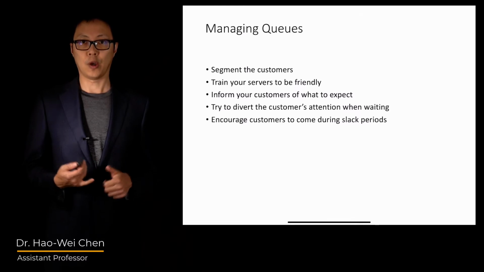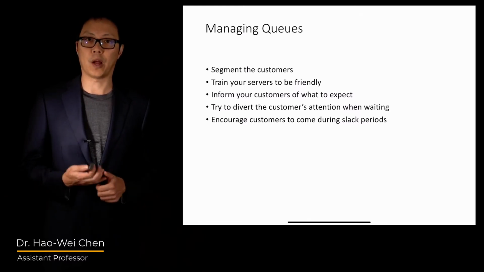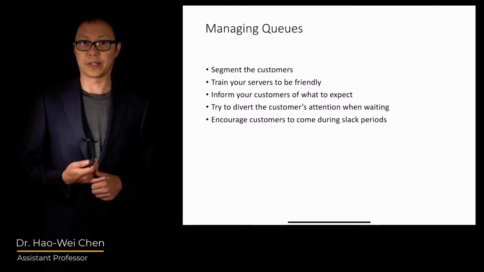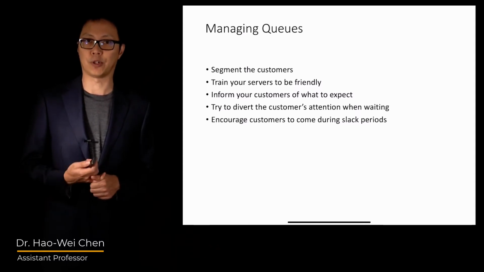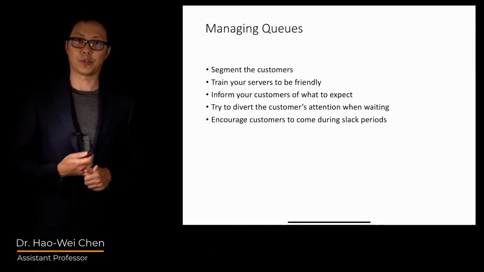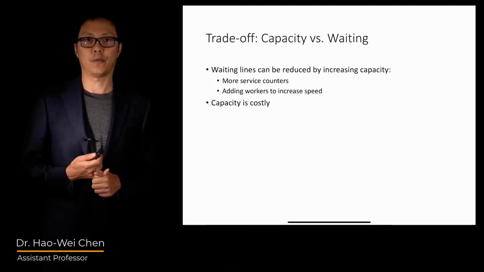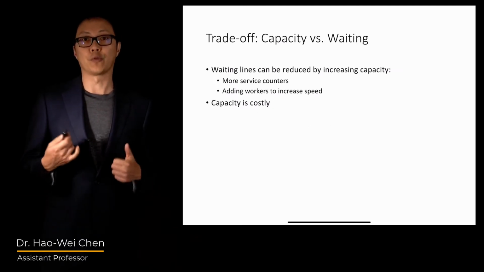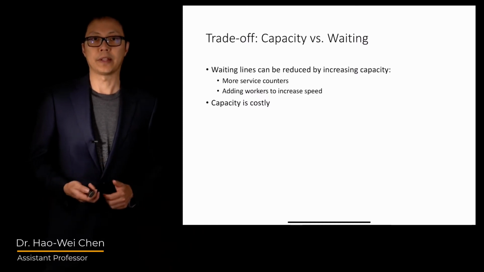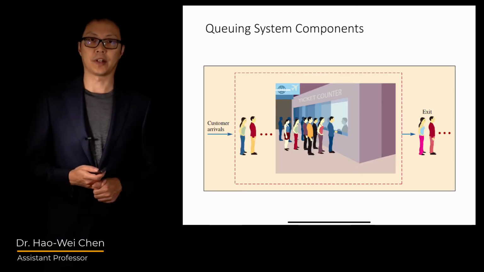Or we can encourage customers to come during a less busy time using an appointment system or monetary incentive. For example, restaurants often use happy hours to encourage customers to come at less busy hours. If we want to reduce the waiting time, the main trade-off would be the capacity. Yes, we can reduce the waiting time by adding more servers or hiring more people, but capacity is often expensive to add. Now, let's talk about the queuing system components.